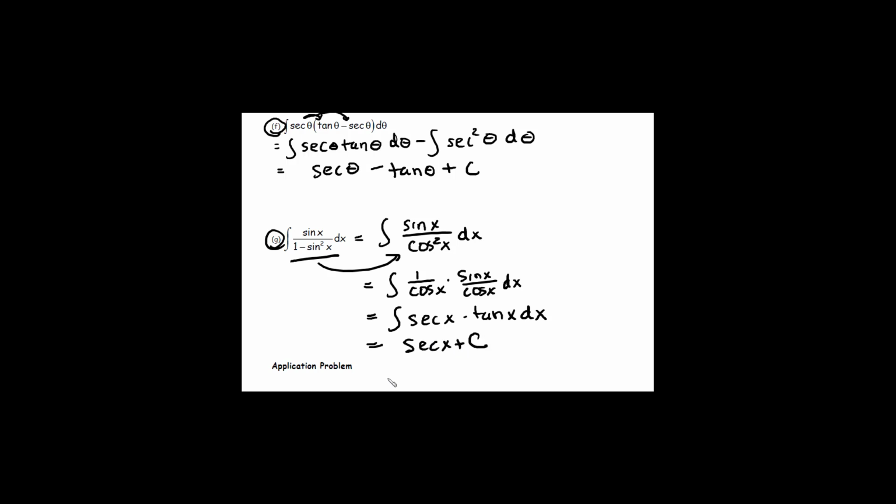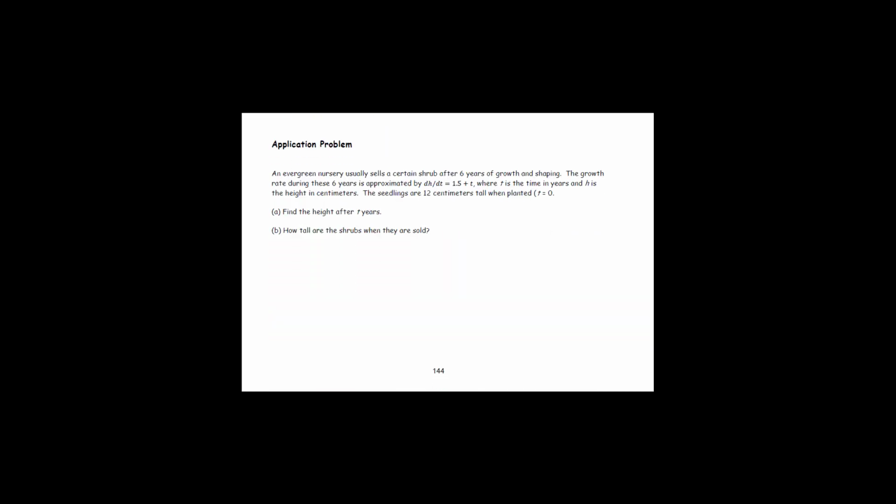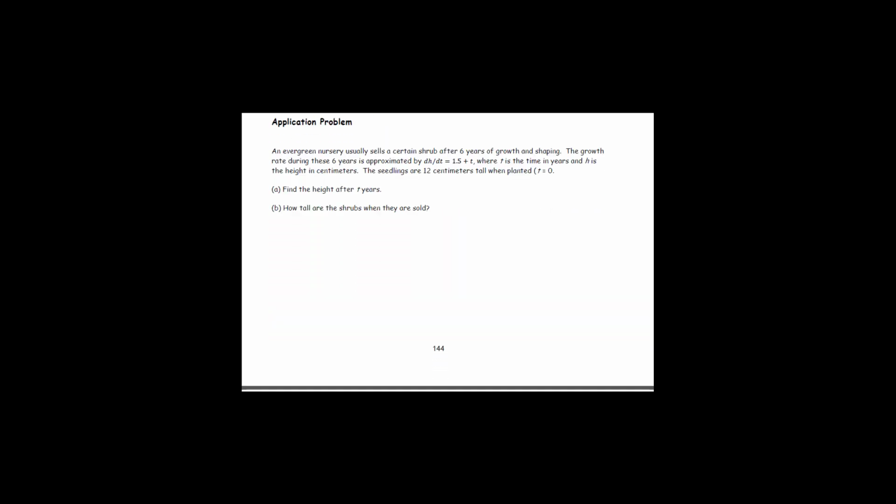Alright, I'll give you a minute to write that down, but then we're going to move on to the application problem. So now I'm going to scroll down so we can do the application problem. An evergreen nursery usually sells a certain shrub after 6 years of growth and shaping.